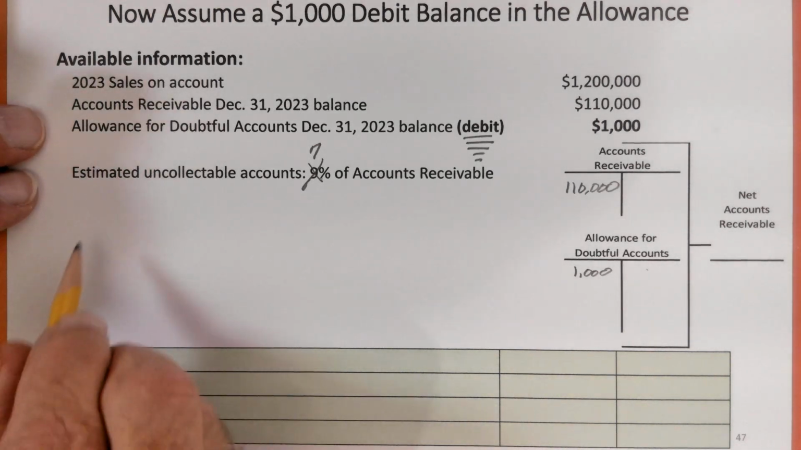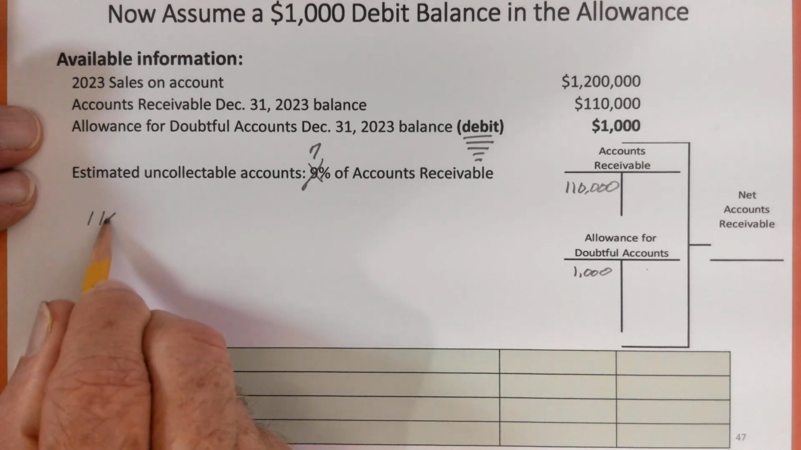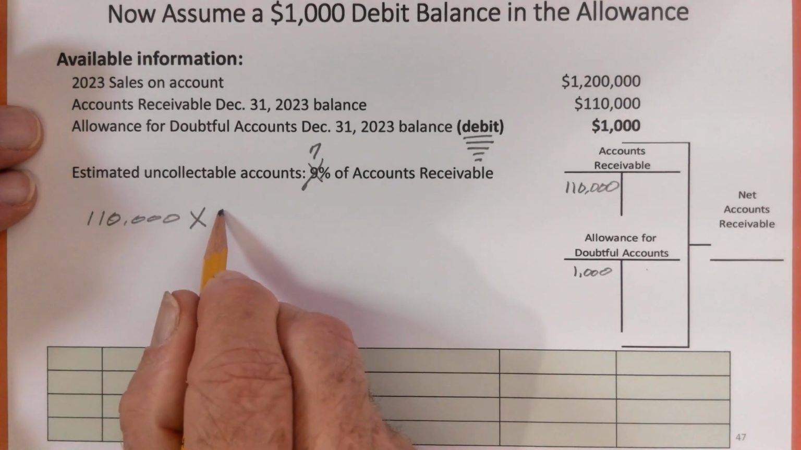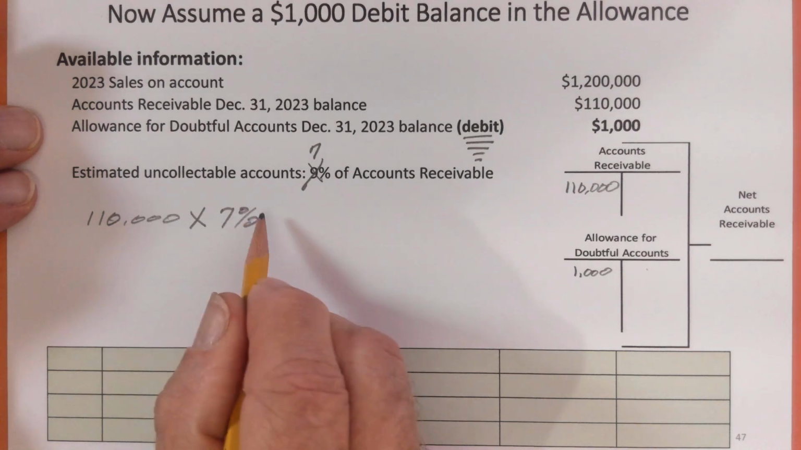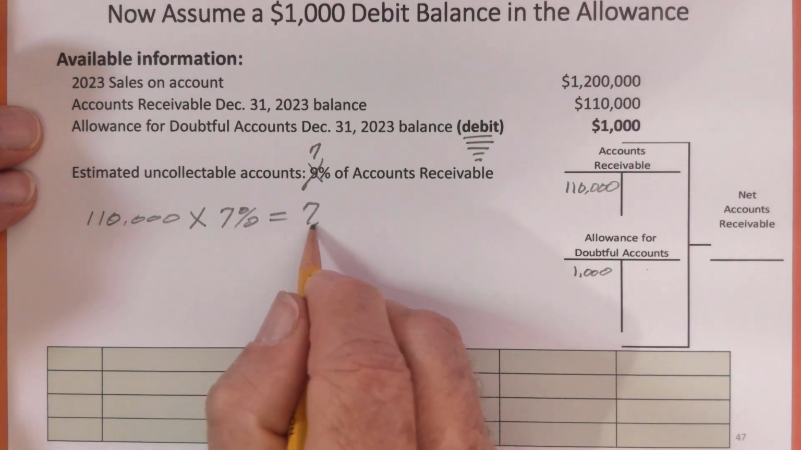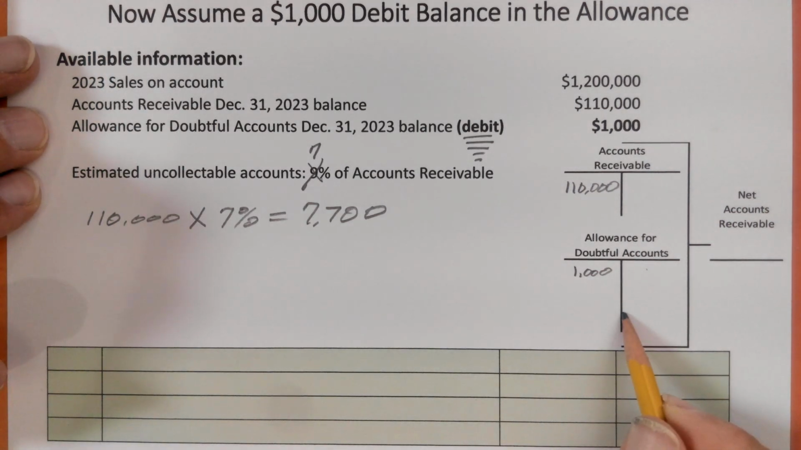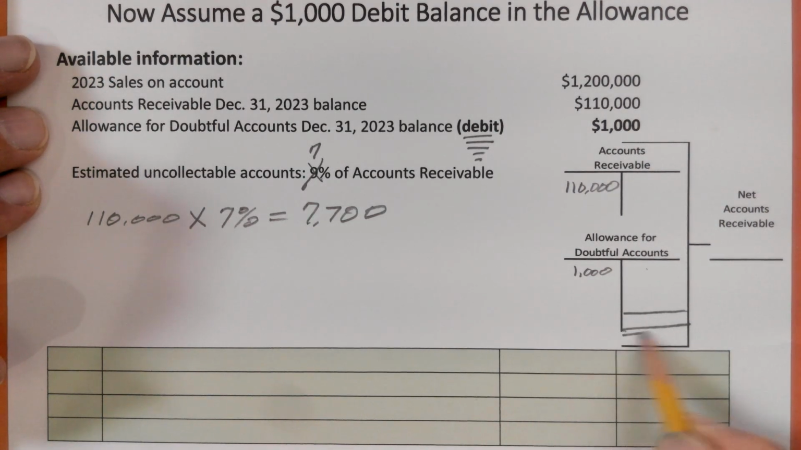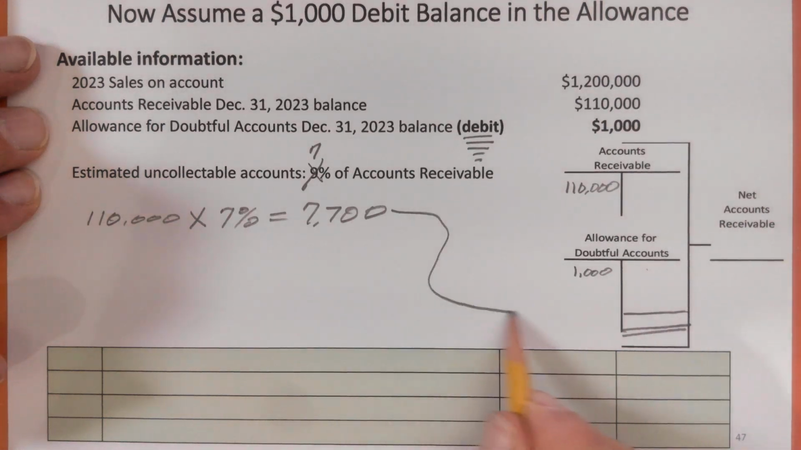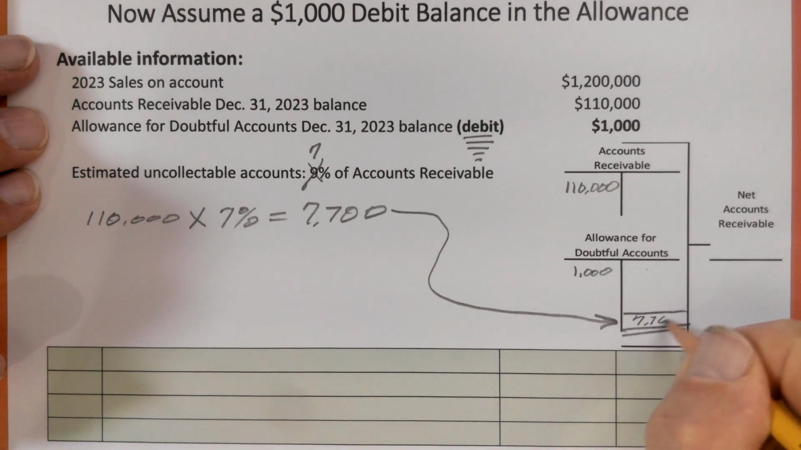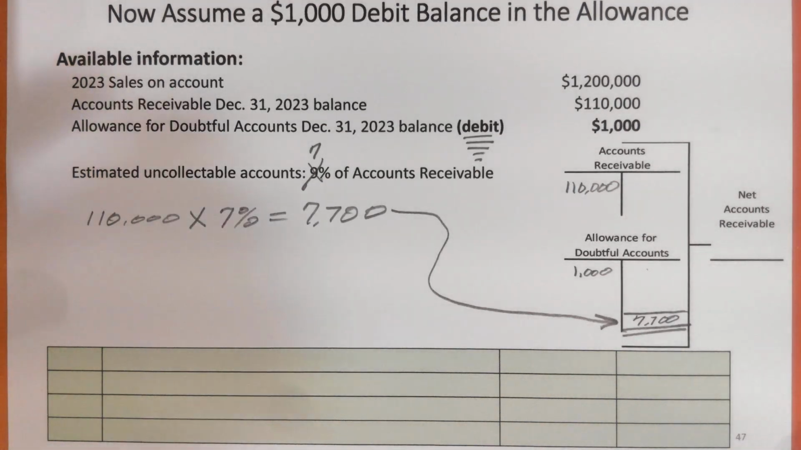We're going to take our accounts receivable, $110,000. We're going to multiply it by the 7%, and we get our ending balance of $7,700. No difference here. No difference at all. And that's the ending balance we need in this account. So here we go. Let's put it down here. Good deal. $7,700. There we are. $7,700.